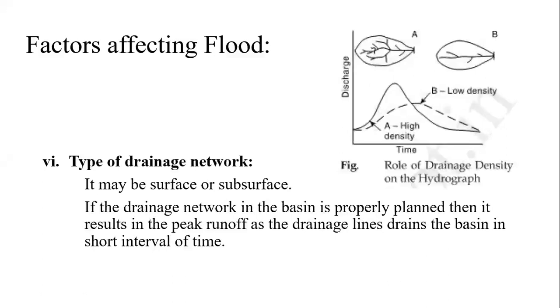Type of drainage network: if it is a poor drainage network, there is a quick response to the flood. If the drainage network is proper, in that case there will be easy removal of water from the catchment area, and at the outlet there will be the flood condition, and vice versa.